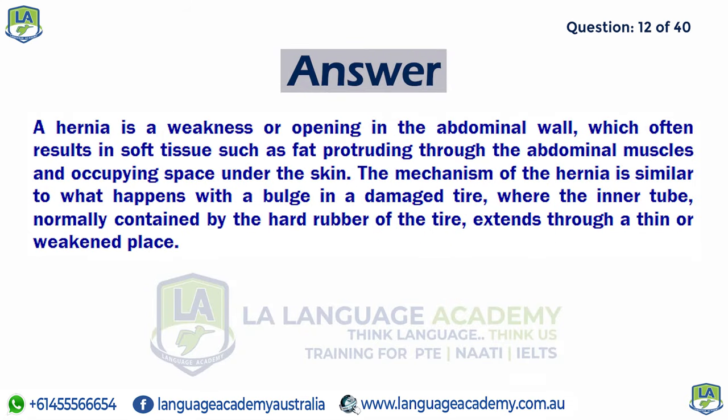A hernia is a weakness or opening in the abdominal wall, which often results in soft tissue such as fat protruding through the abdominal muscles and occupying space under the skin. The mechanism of the hernia is similar to what happens with a bulge in a damaged tire, where the inner tube, normally contained by the hard rubber of the tire, extends through a thin or weakened place.